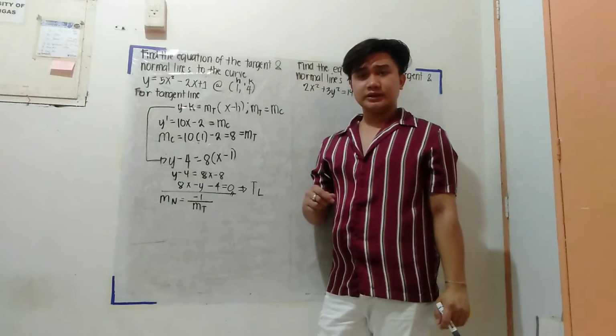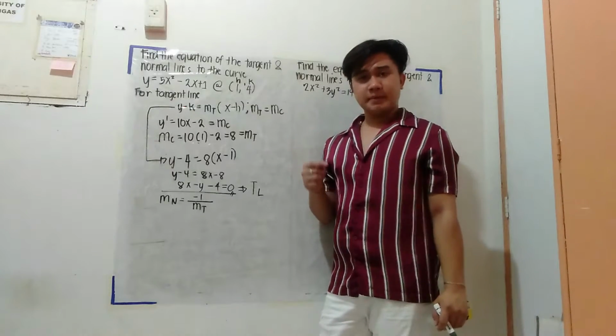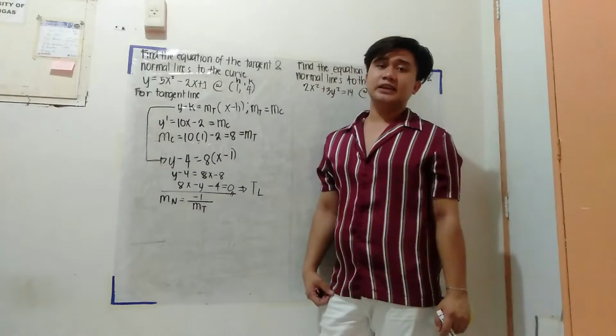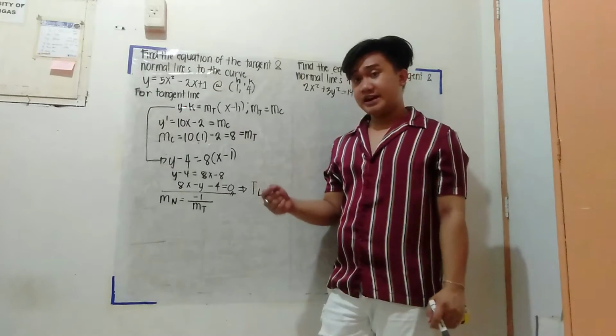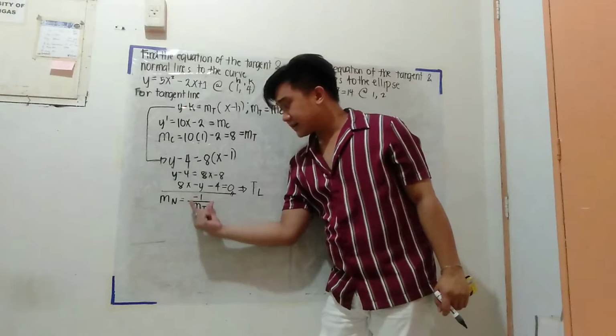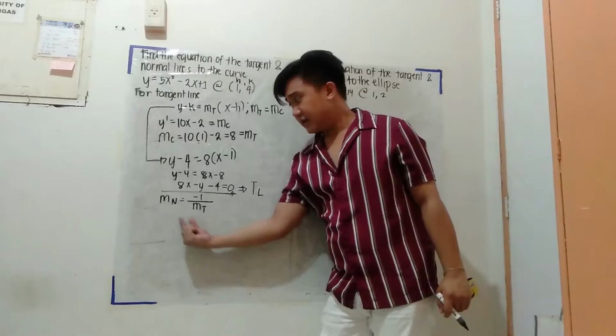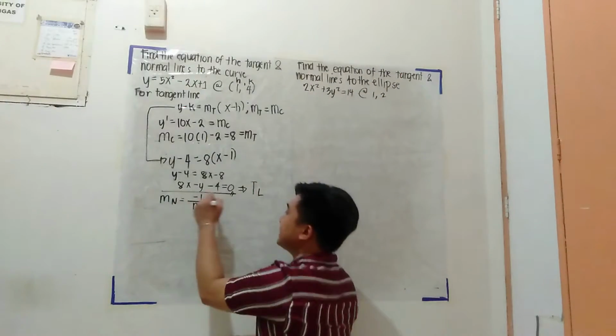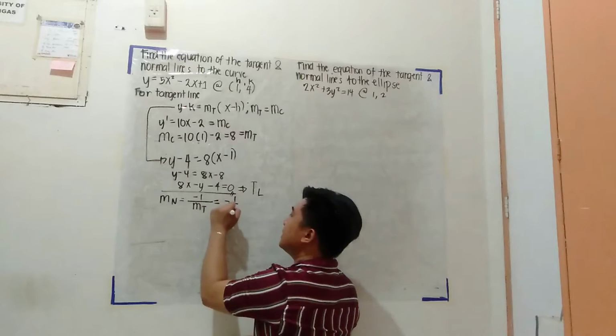Huwag niyong kakalimutan yung theory na pag may perpendicular lines ka, the slope of the other line is the negative reciprocal of the other line. Normal line, tangent line. Okay? So, this is just negative 1 over 8.